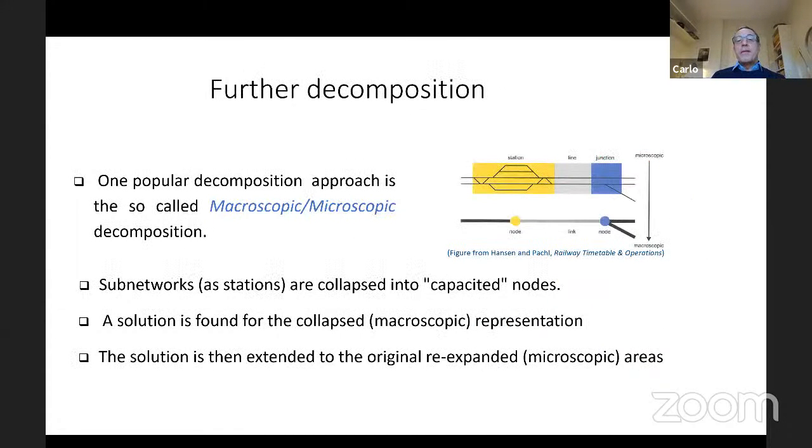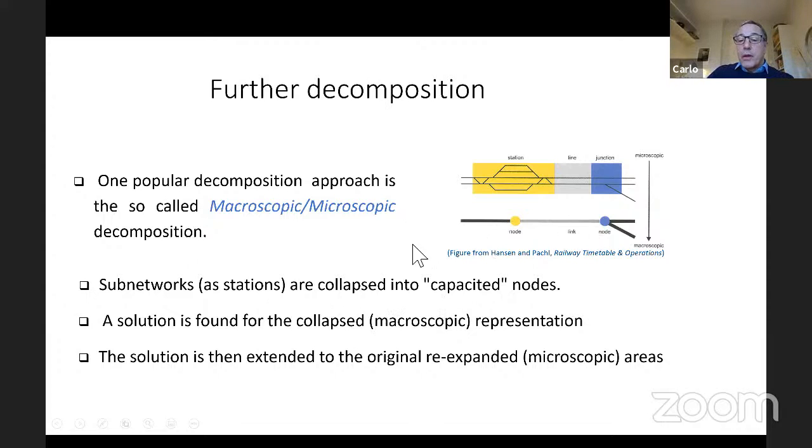The basic idea in this decomposition comes from a very standard approach, which is used in practice by dispatchers, and which is normally denoted as a macroscopic, microscopic decomposition. The idea is very simple. You look at your network and collapse entire regions and represent them as a single node in a new network that you can call the macroscopic network. You see here, this station becomes this yellow node down here. This junction becomes this blue node. And the line between the two nodes is represented by an edge.